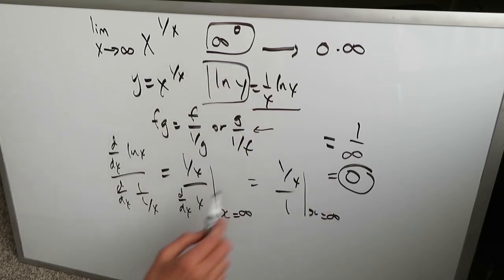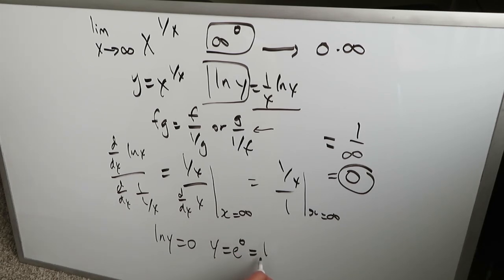Natural log y was equal to 0. See, natural log y was equal to 0. Therefore, y is equal to e to the power of 0, which is equal to 1. And 1 will be our final answer.